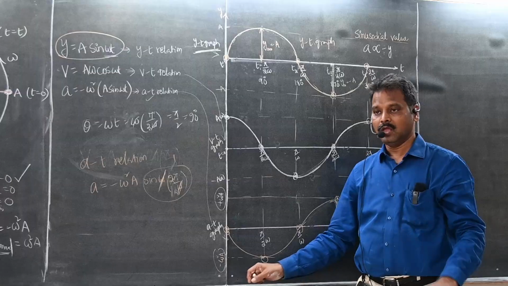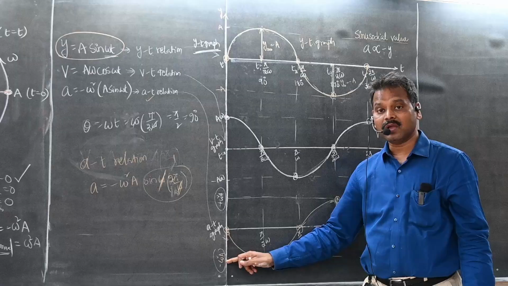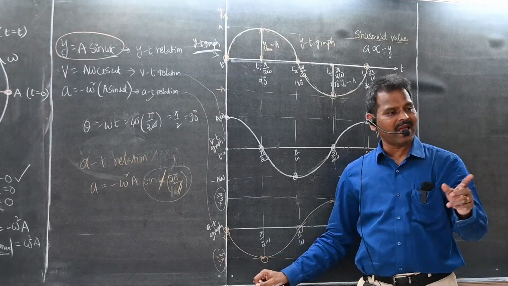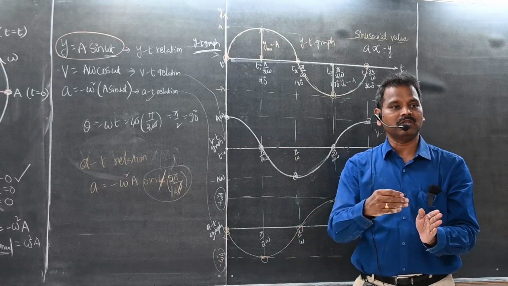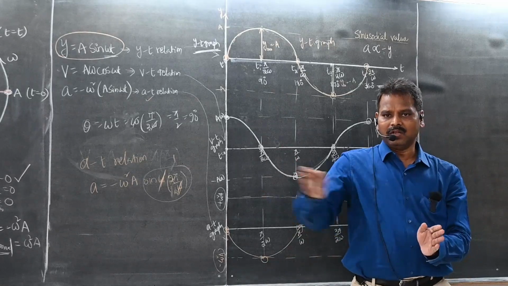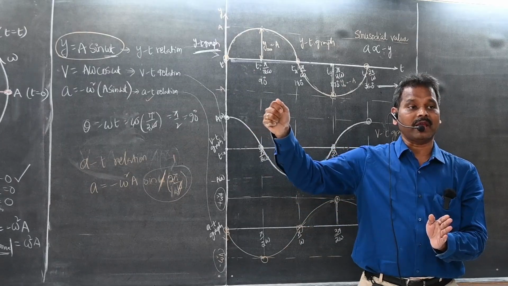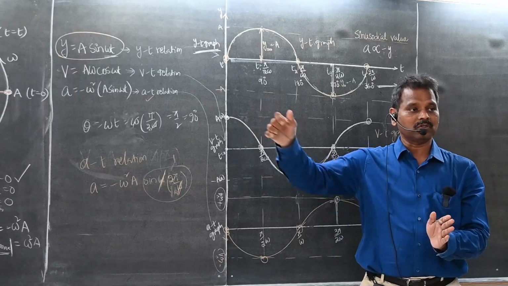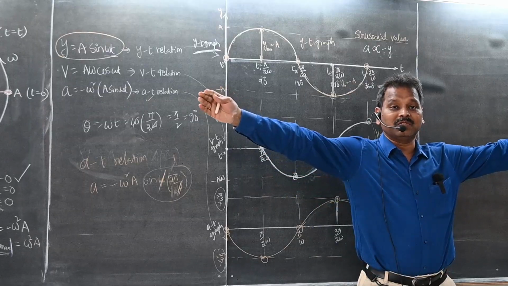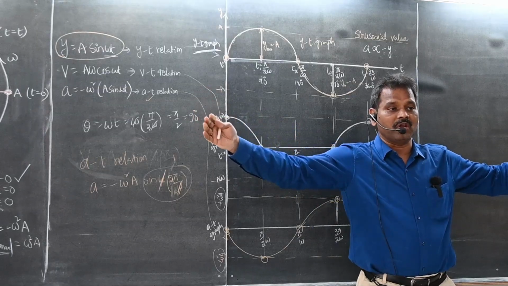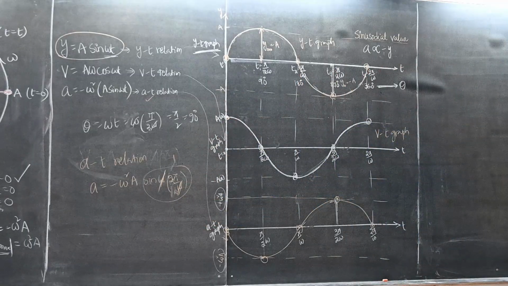Some students think that the maximum acceleration is only plus omega square. No. Even minus omega square is also maximum, because acceleration is a vector. Negative means only that it is changing its direction. When it is oscillating like this, at the extreme position, how much force is acting? More force, more acceleration. This side also, more force, more acceleration. When the displacement is maximum, at both extreme positions, left and right, acceleration is maximum.